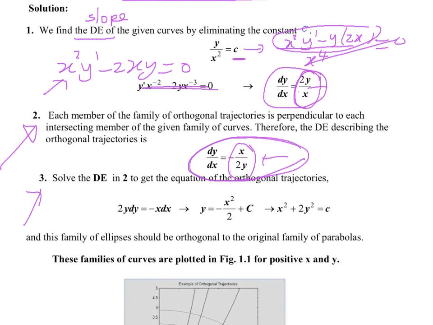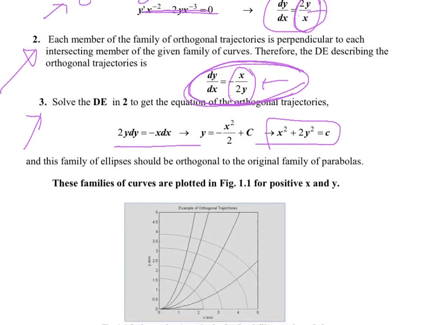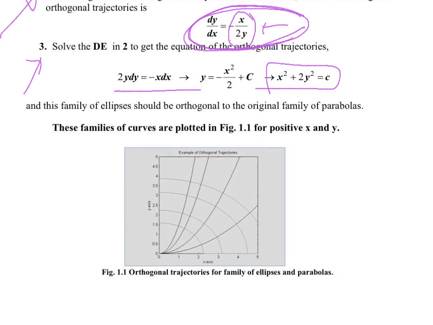To find the equation of orthogonal trajectories, solve it using any of the 5 methods. This is separable, so you can solve it as separable to find the equation of orthogonal trajectories, which are given here. These are the given curves, which are cx squared. These are the orthogonal curves, which are the ellipses, a family of ellipses.